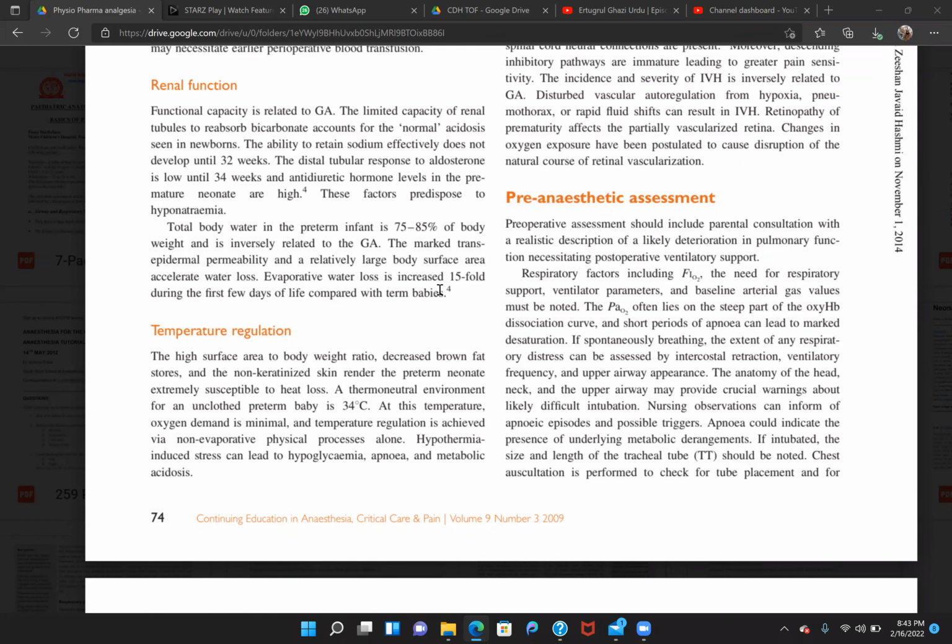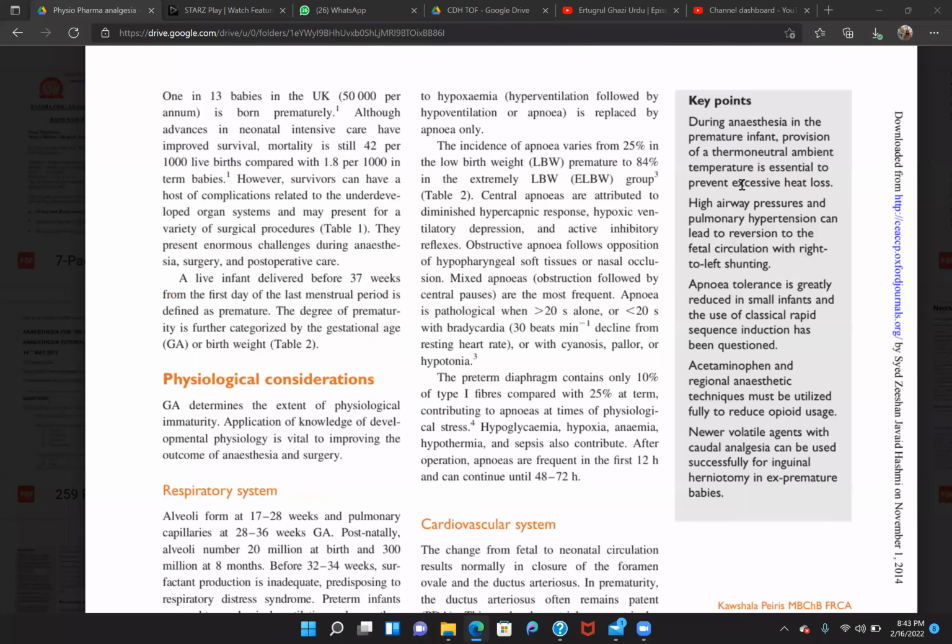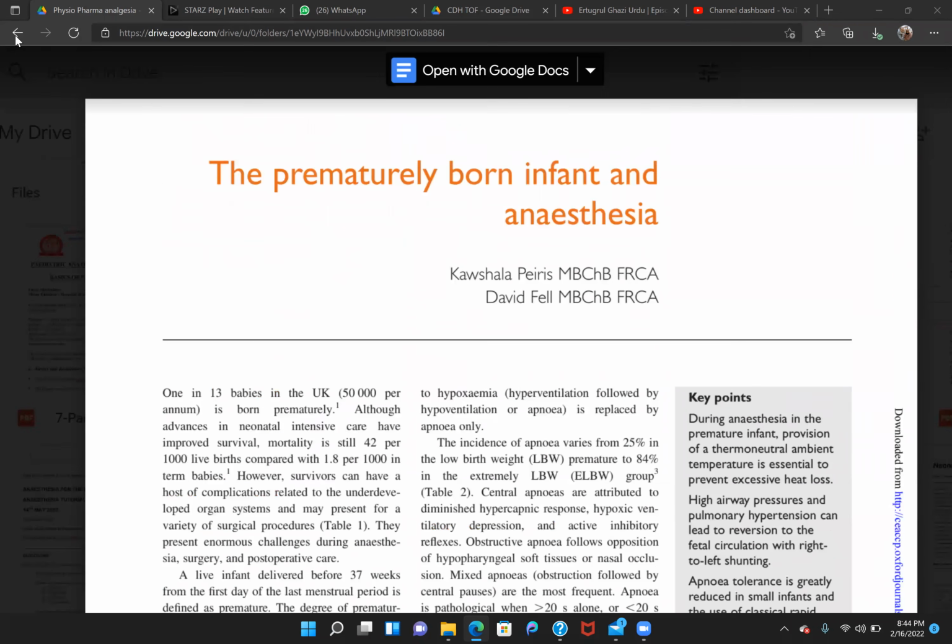I'm just trying to have a look. Does anyone want to add something? Like you see there in the key points, seen during anesthesia in premature babies, provision of a thermo-neutral ambient temperature is important. High airway pressures and pulmonary hypertension can lead to reversion of the fetal circulation with right to left shunting. Apnea tolerance is greatly reduced in small infants, and use of classical rapid sequence induction has been questioned. Acetaminophen and regional anesthetic techniques must be utilized fully to reduce opioid usage. Newer volatile agents with caudal analgesia can be used successfully for inguinal herniotomy in premature babies. These are hi-fi things they have written here. Just a second.